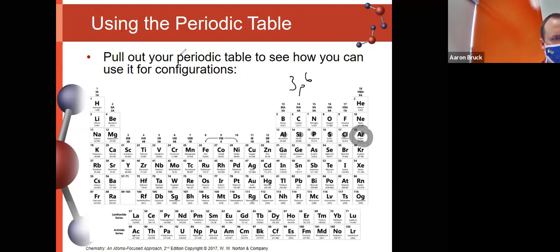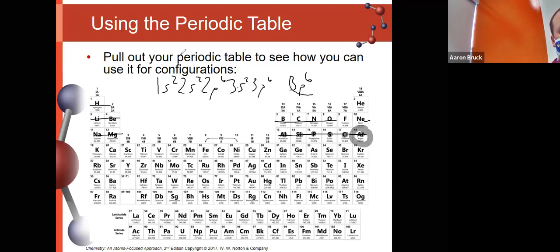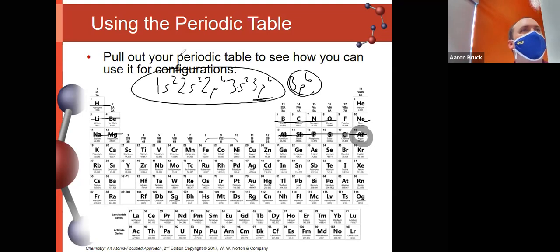Again, I can go from the start, 1s2, 2s2, 2p6, 3s2, and then finally this last one was 3p6. 3p6 was my starting point or my stopping point. That's where I am there. I've got my configuration completely filled.